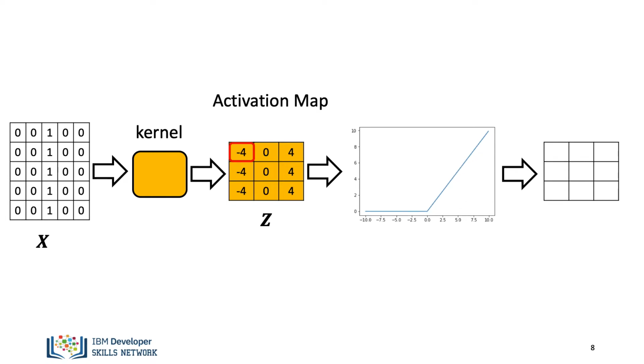We have -4. We'll apply the ReLU function. We get 0. This applies to the other elements in the column. We'll apply the ReLU function. We get all zeros. For the second column, we have all 0 values. We'll apply the ReLU function. We get all zeros. For the final column, we have all 4s. We'll apply the ReLU function. We get all 4s as the output.